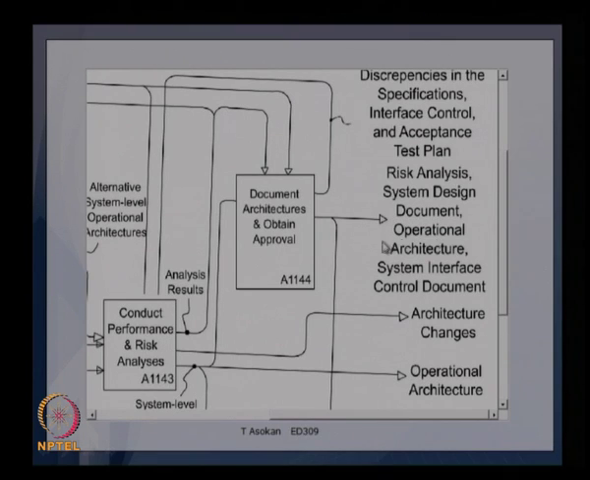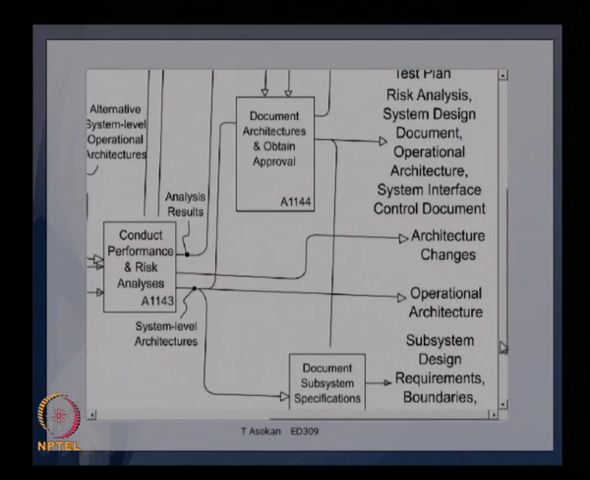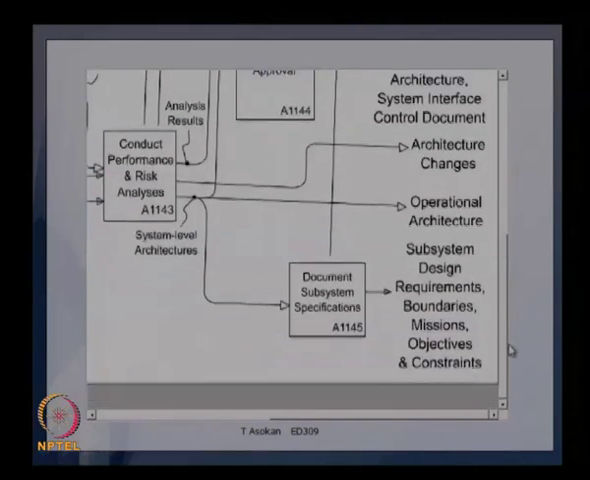So, this is the operation architecture document, and this is the architecture changes, whatever the changes taking place. And this is the operation architecture you are finally getting, or the allocated architecture, and then the subsystem design requirements, boundaries, objectives and constraints. All these will be developed or specified using this one. This is how we actually represent the various stages using an IDEF0 diagram.